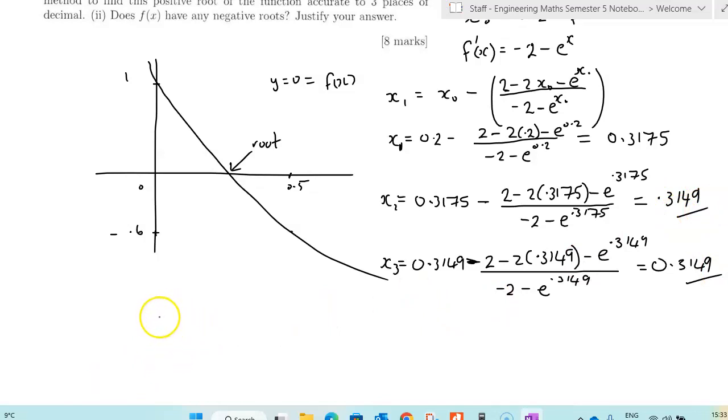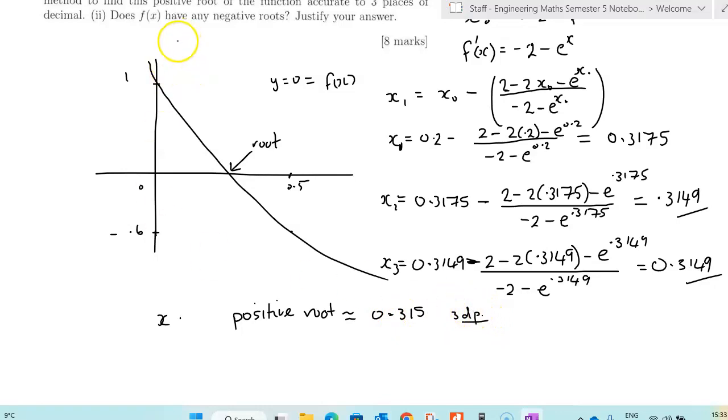We're only asked for the answer to 3 decimal places. So our estimate for the positive root of the function is approximately 0.315 to 3 decimal places. And that's that part of the question done.